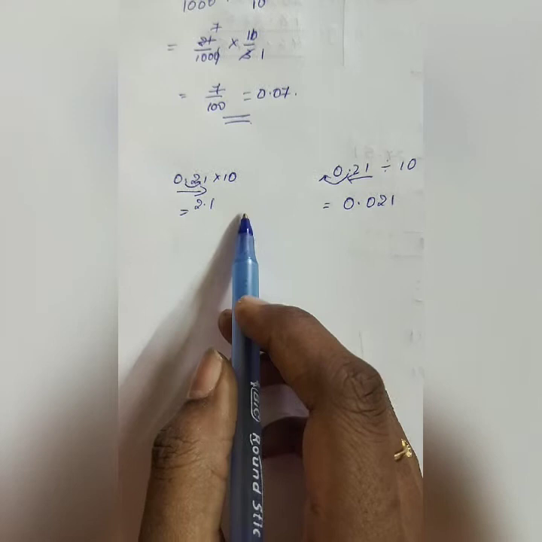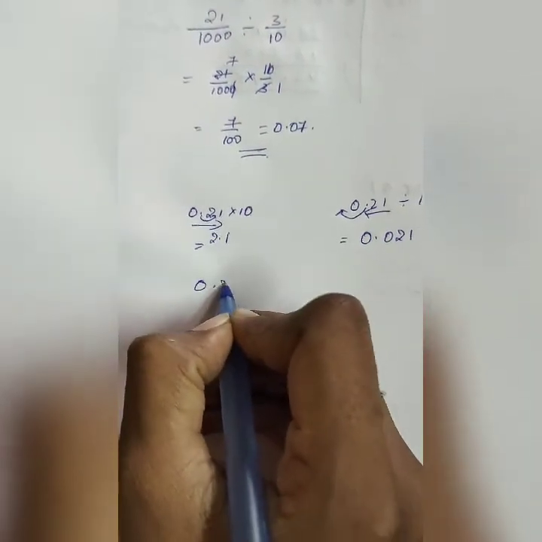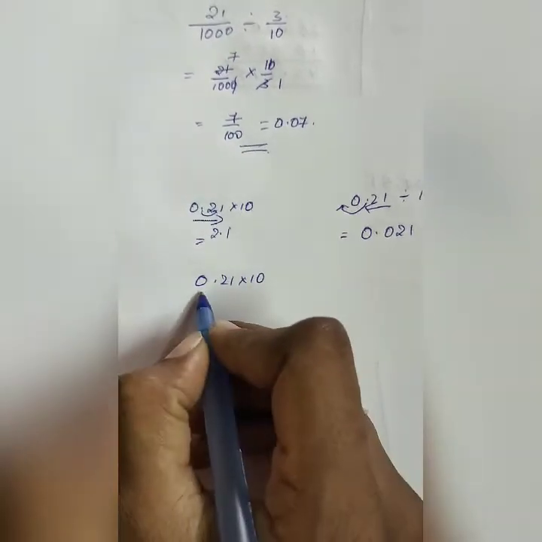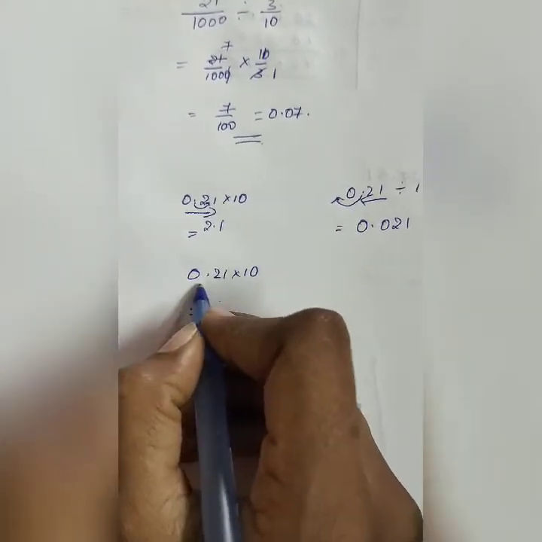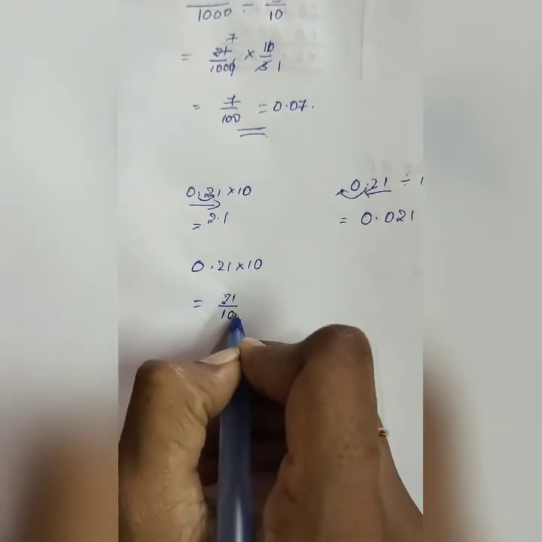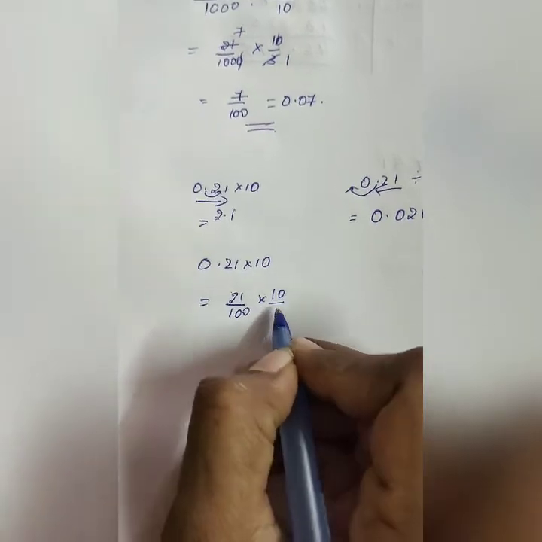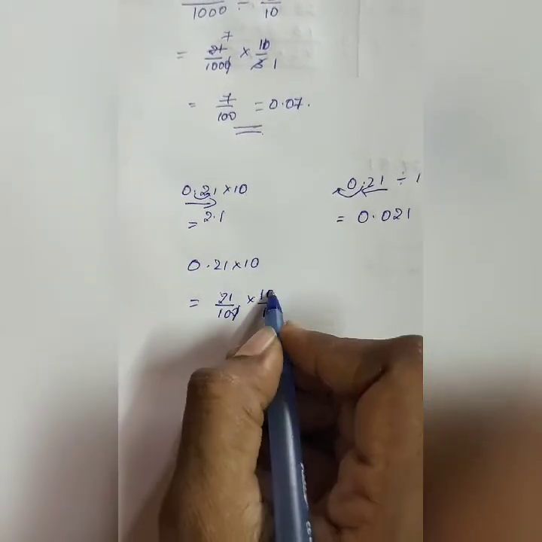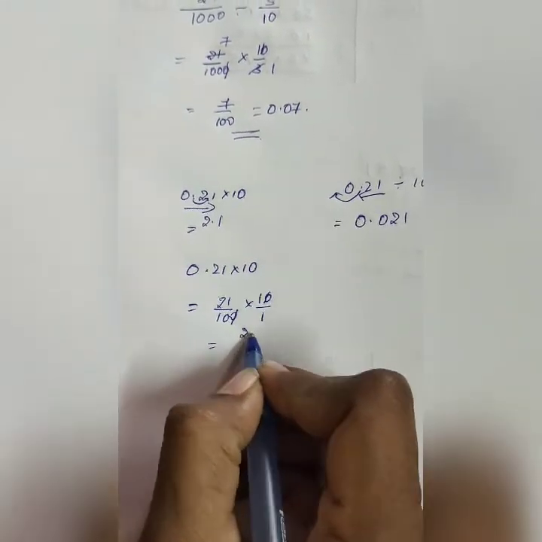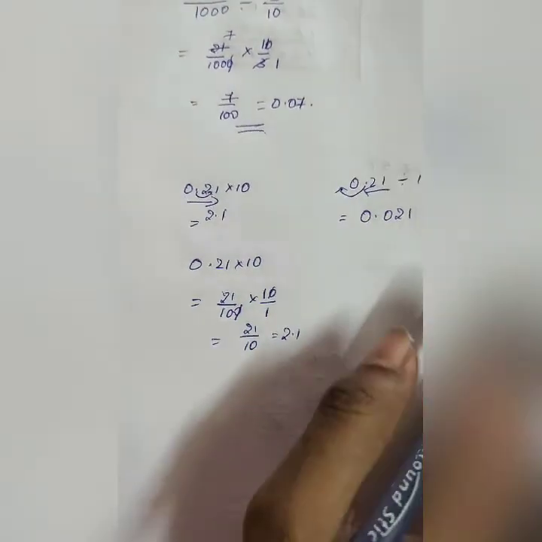This one also we can do by doing the conversion. See, conversion method, 0.21 into 10. How can I convert this? What is the fractional form of this? 21 by 100 into 10, which is a whole number. What is the fractional form of a whole number? 10 by 1. 0, 0 can be cancelled. So 21 by 10, that is 2.1. This is also correct.